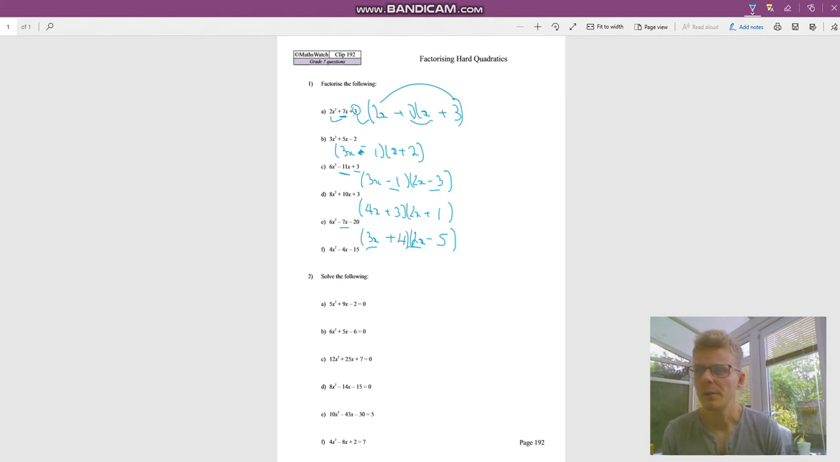Right, so then for the last one here, we've got to make 4x, and then we've got the 4x squared and the minus 15 option here.